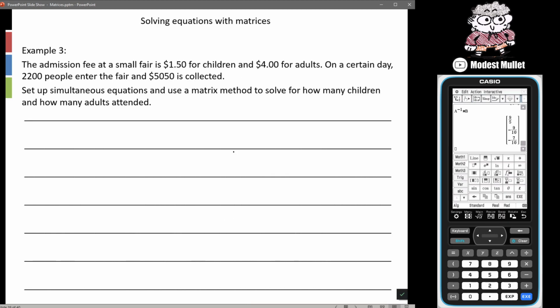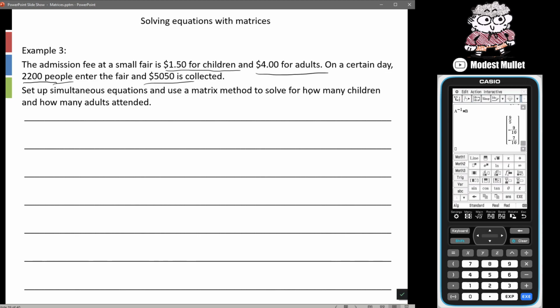And finally, we'll have a quick look at doing a worked applied problem. The admission fee at a small fair is $1.50 for children and $4 for adults. On a certain day, 220 people enter the fair and $550 is collected. Set up simultaneous equations and use a matrix method to solve for how many children and how many adults attended.